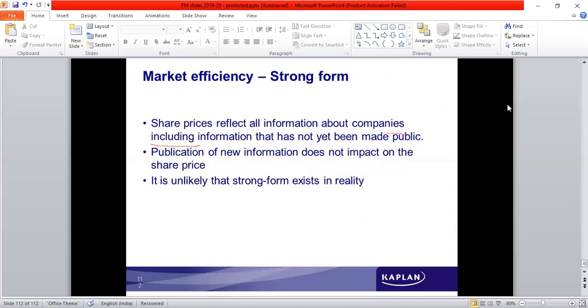Then the next one is the strong form of market. The strong form of market says that share prices reflect all information about companies, including information that has not yet been made public. So that public announcement has not yet come, but yet there is some way in which the information is passed on to the investors. That is maybe some predicted value, some future.